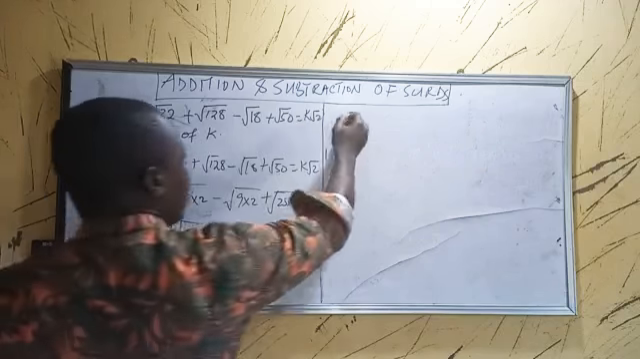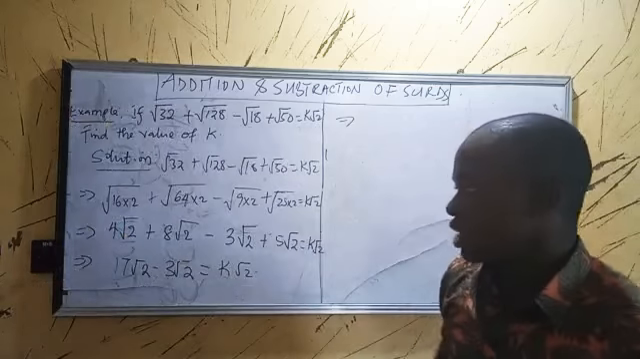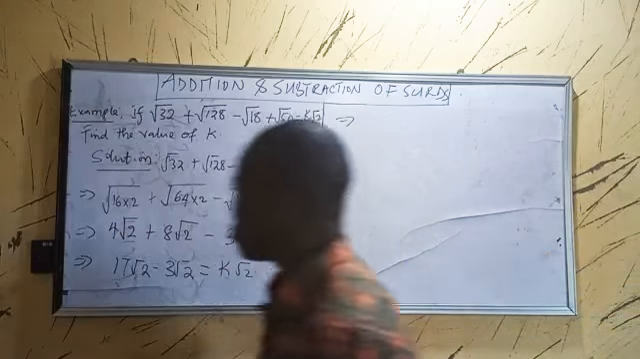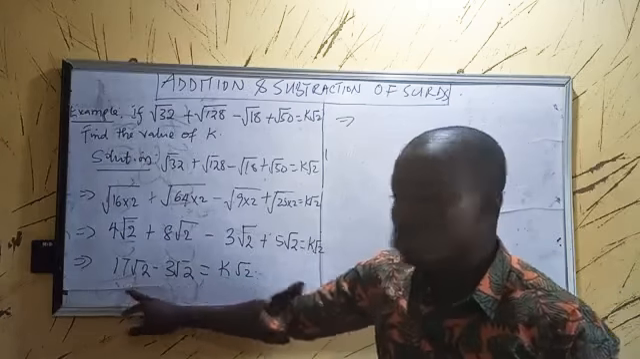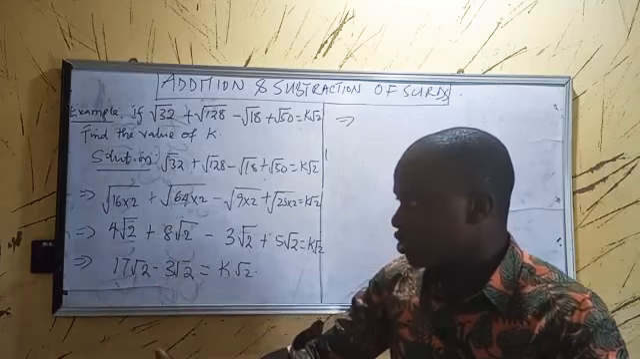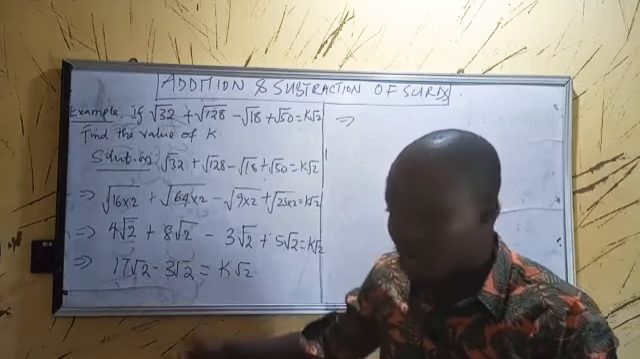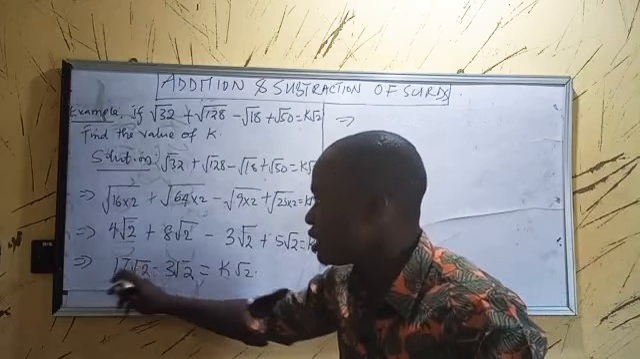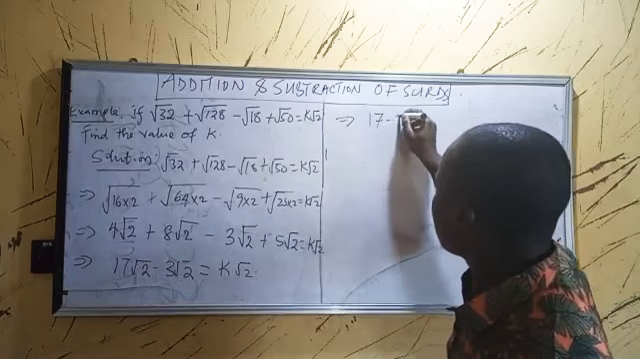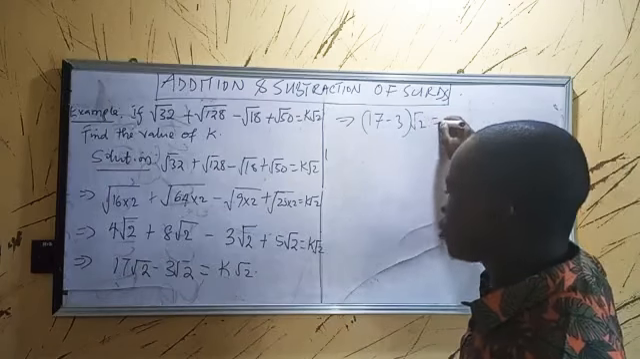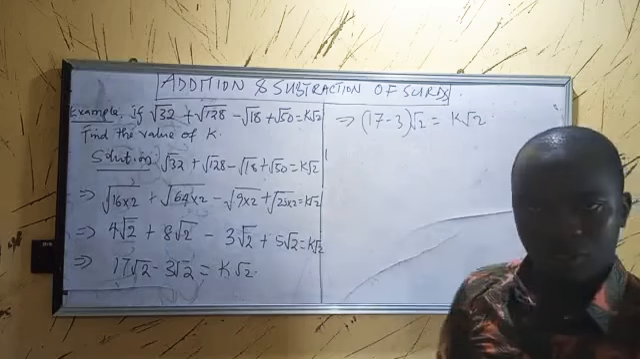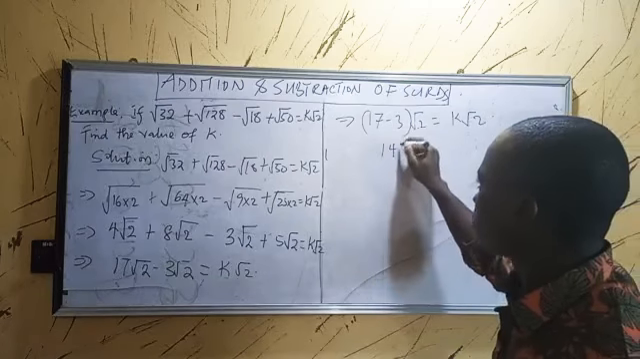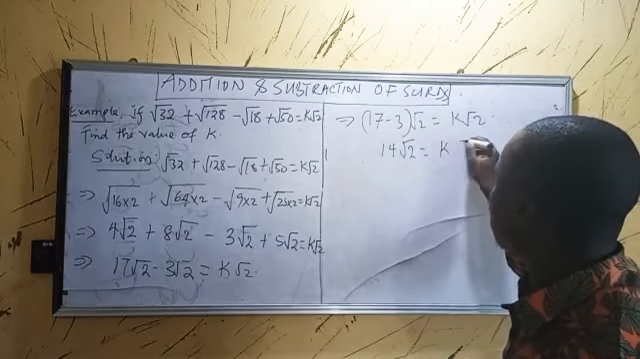So now from here, what's the next thing to do? You can see this is 17 root 2 minus 3 root 2. They can be subtracted, because what they have under the square roots are still the same thing, 2. So now 17 minus 3, root 2 equals k root 2. Are you following? What is 17 minus 3? 17 minus 3 is 14 root 2, which is equal to k root 2.